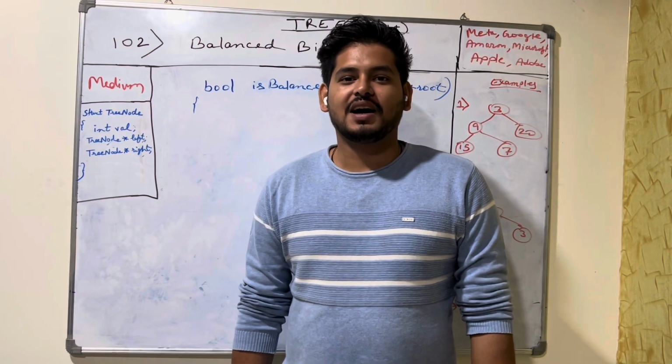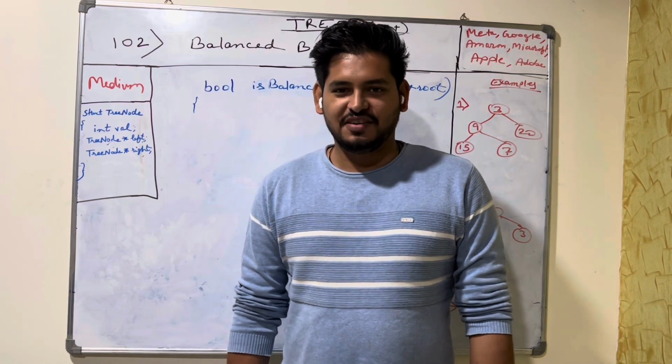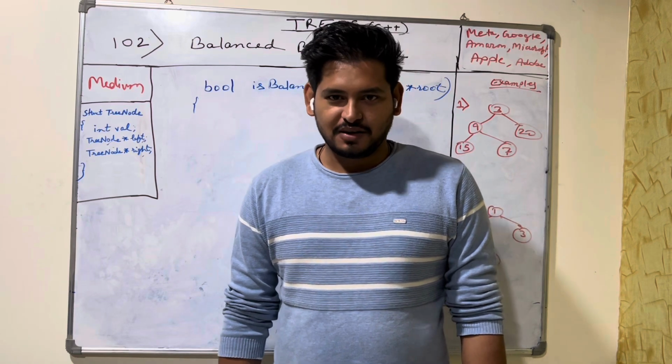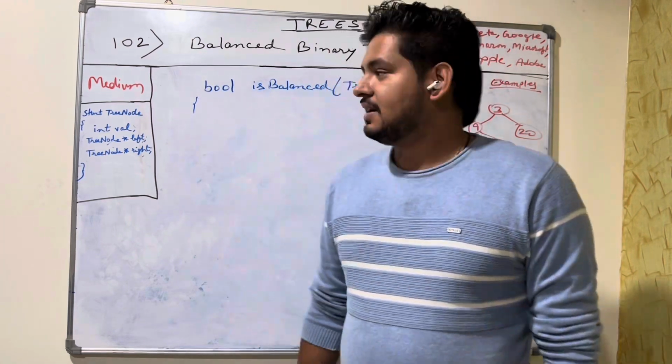Today we are going to solve the 102nd question of the problem solving series and the 12th question of the topic tree. The difficulty level for this question is medium and this question has been asked in Google, Amazon, Microsoft, Apple, Adobe and Meta and many other companies.